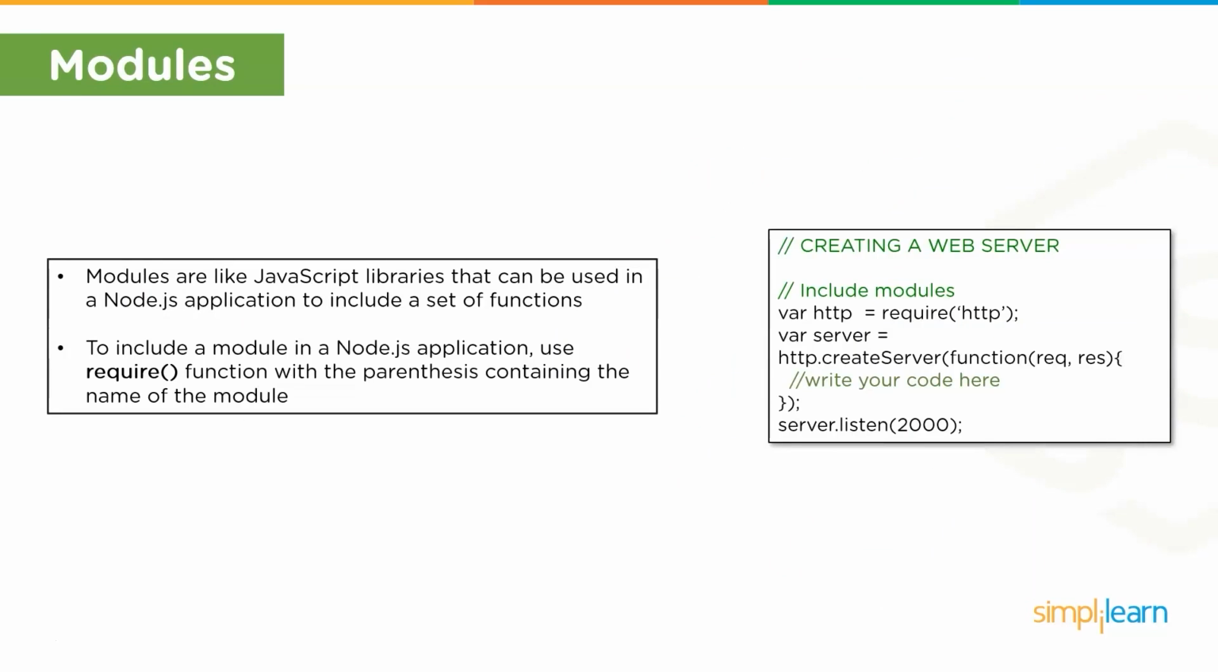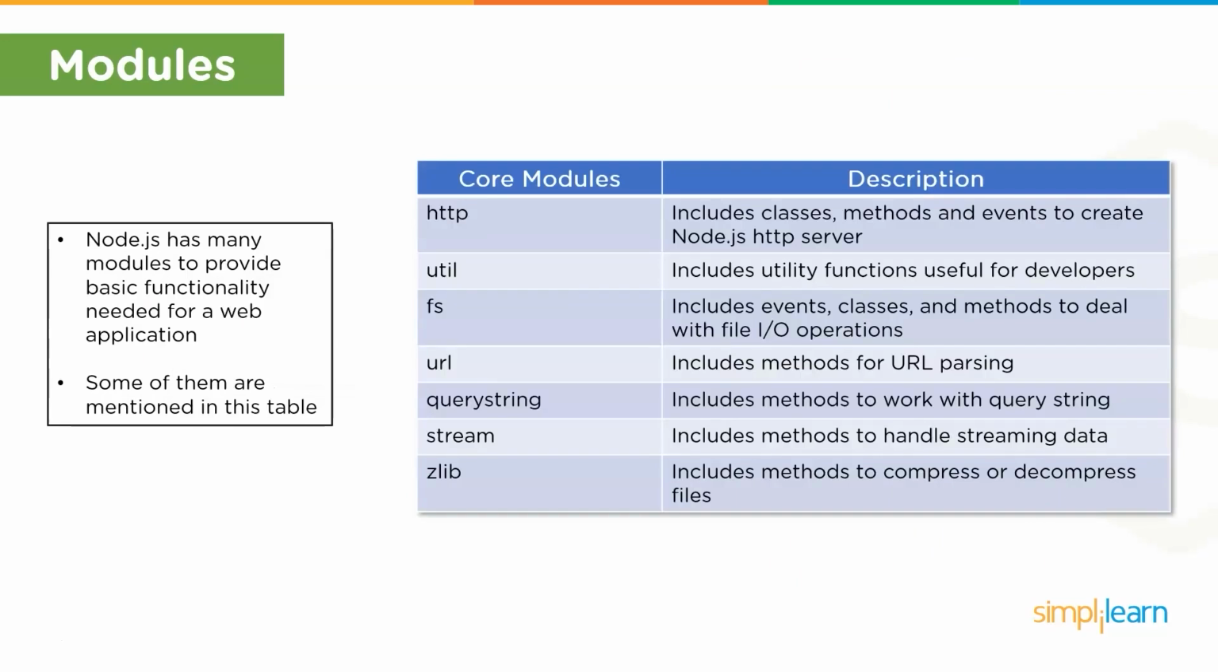Now we can use the require function with parentheses to include a module in a Node.js application. Node.js has many modules to provide basic functionality needed for a web application. Some of them could be HTTP, util, fs, URL, query string, stream, and zlib.